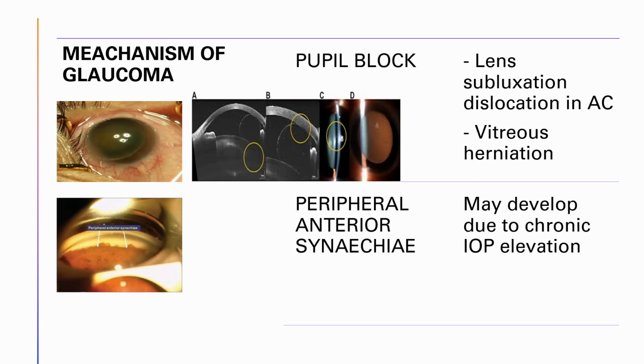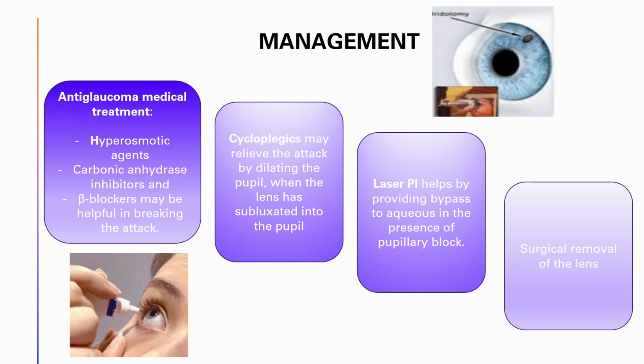Coming to mechanism of glaucoma in this case, pupillary block happens due to lens subluxation and dislocation in the AC and due to vitreous herniation, and peripheral anterior synechiae formation may develop due to chronic IOP elevation.